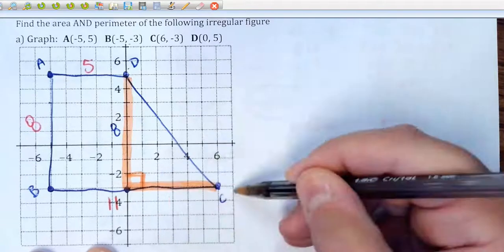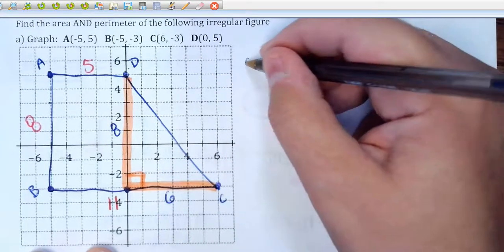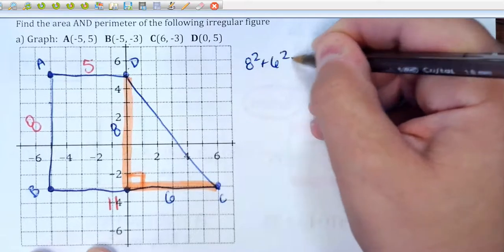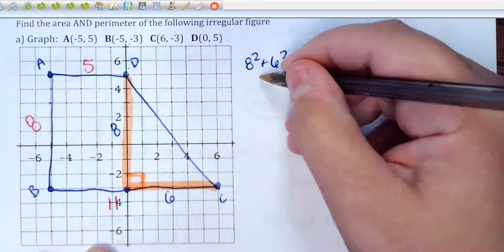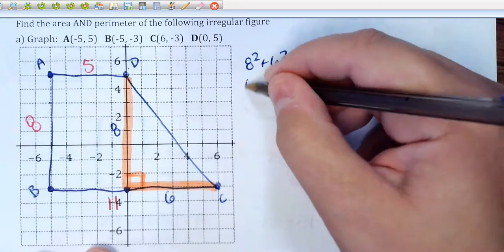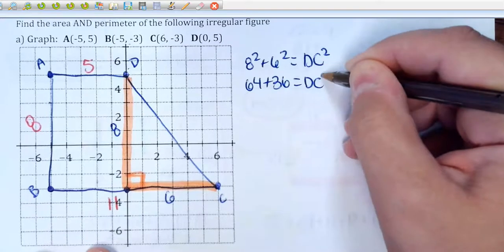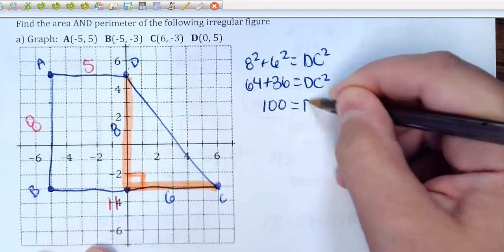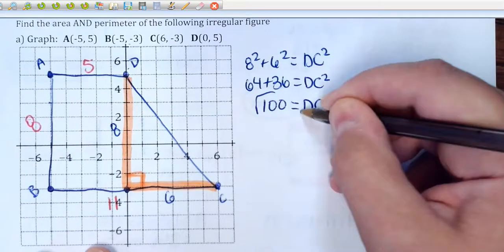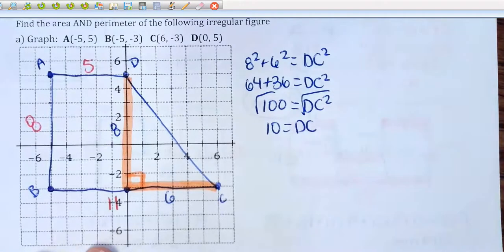This will be 6. So for DC there, I'm going to do 8 squared plus 6 squared. That's going to be that side squared. So that's the hypotenuse. This is going to end up being 64 plus 36. And that's going to be equal to the hypotenuse squared. So we'll have to take a square root here. That's 100. And then this ends up being a nice number. So that segment from D to C is 10.